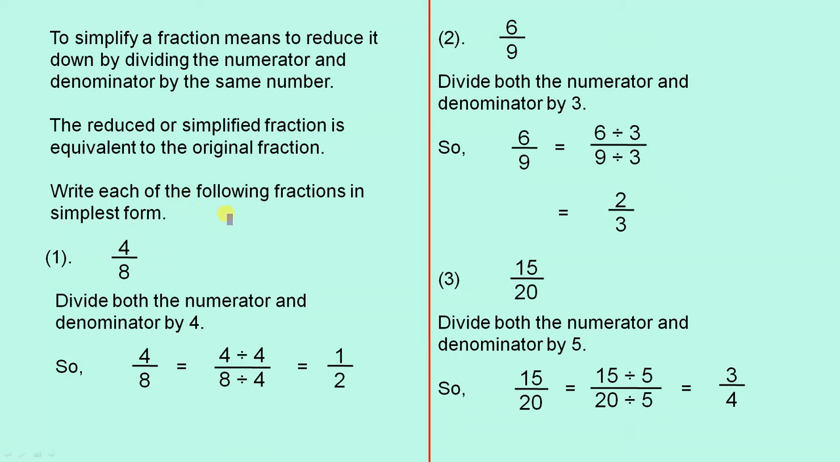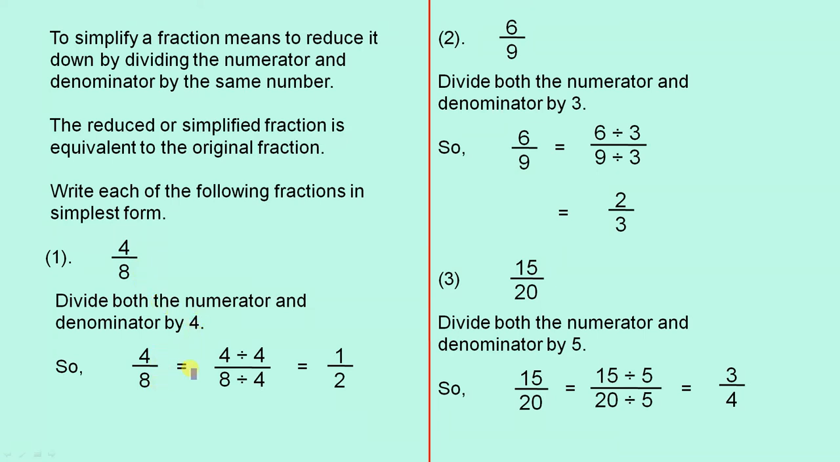Write each of the following fractions in simplest form. So we have 4 over 8. We're going to try and reduce that to simplest form. We can see straight away that the largest number that divides into both of those is 4. If you pick the largest number, that means you have fewer steps and you'll get the answer a lot quicker. So we're going to divide both the numerator and denominator by 4.